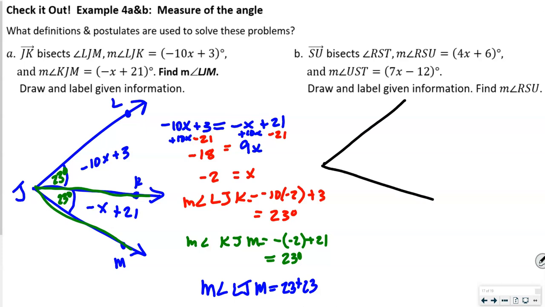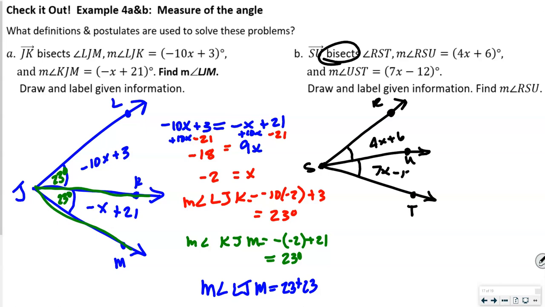Here we go again. Okay, so I'm going to draw this angle. SU bisects, see that term bisects, important. R, S, T, and it bisects it, so I'm going to put it straight down the middle, and this is SU, right? So I'm going to go ahead and draw these congruent symbols right now. It says RSU is 4x plus 6, and UST is 7x minus 12.